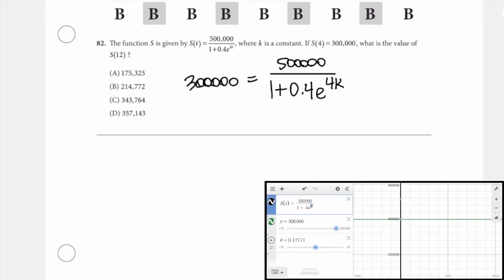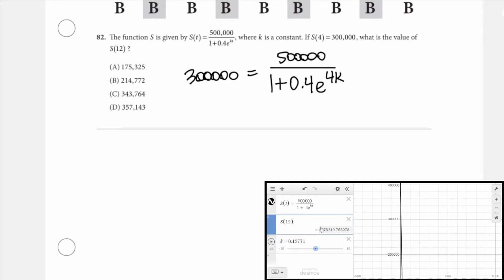Now I'm going to go in and rename this to be e to the kt, and then I can find S of 12 and get 175,319. Okay, what? Off by 6. That's a little concerning. It must be because of the size of the numbers. Or there's totally something I'm missing with this. Okay, well, I'm going to just work it again, but I'll probably just work with the video paused.